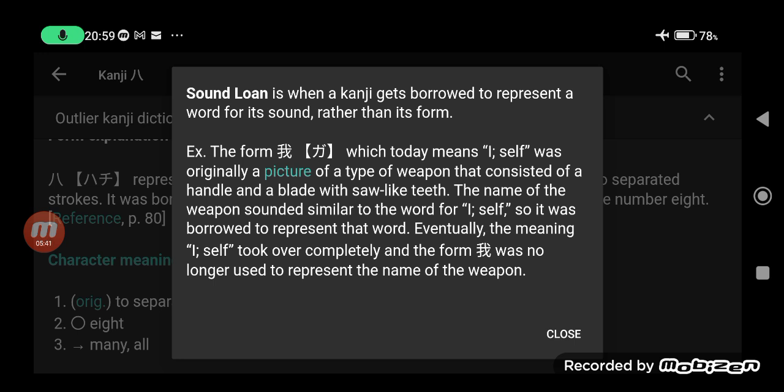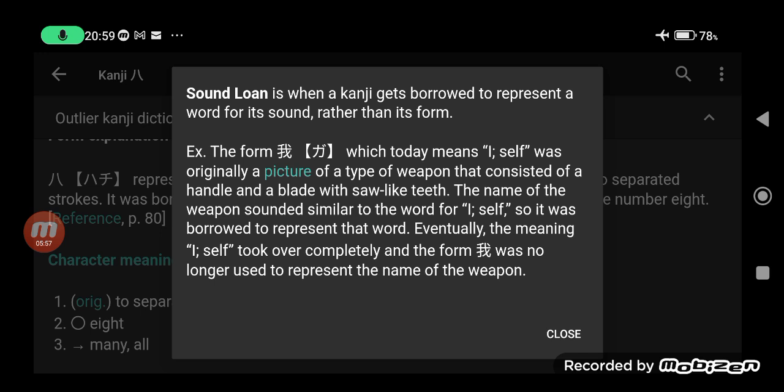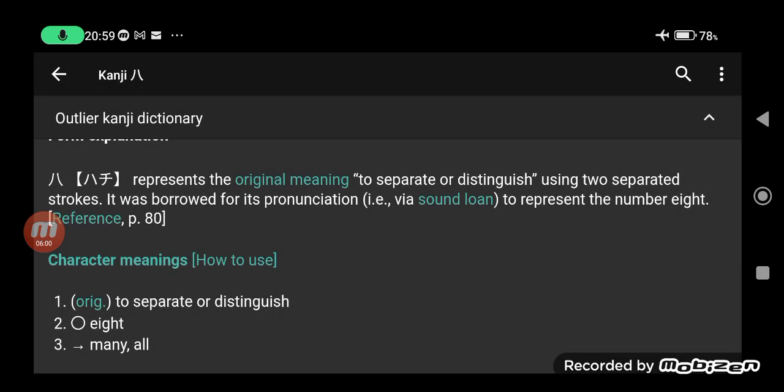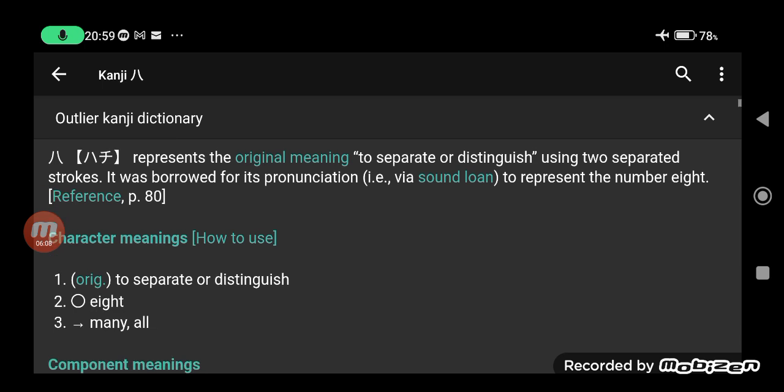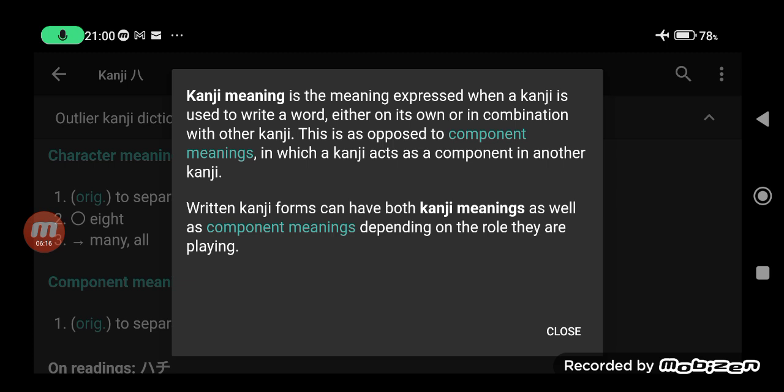Eventually, the meaning I or self took over completely, and the form ga was no longer used to represent the name of the weapon. Over a period of time this kanji no longer means a weapon, but the meaning is now I or self. So this is the principle of sound loan. This kanji was borrowed for its pronunciation via the principle of sound loan to represent the number 8. So the character meaning is the meaning of the kanji that it was created for.